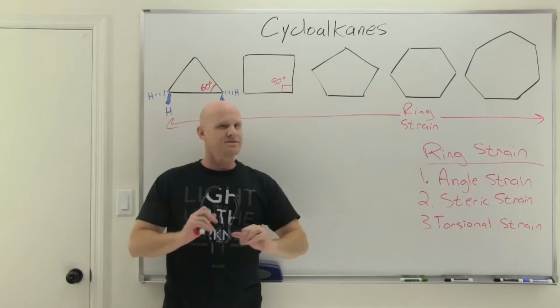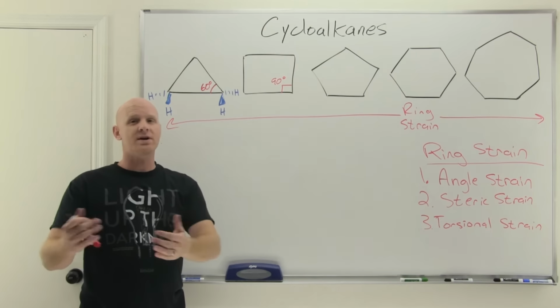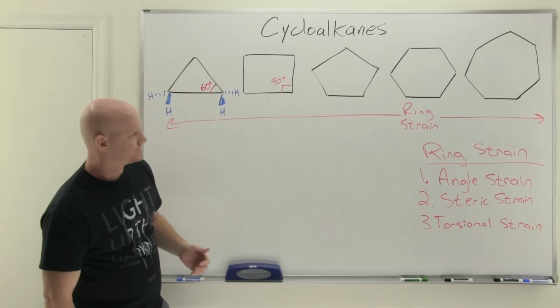And we get a little technical here. We say it has more ring strain per carbon atom is usually how we phrase it. So cyclopropane has the greatest amount of ring strain per carbon atom in the ring.